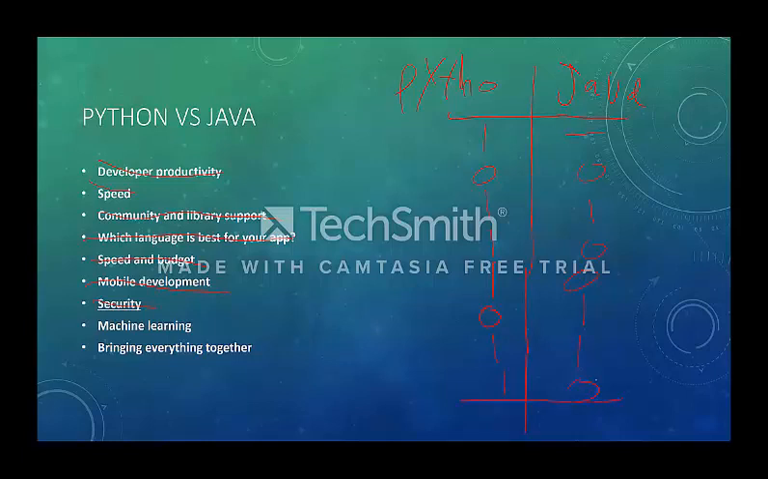So the tally for both of them, we can say 1, 2, 3, 4, 5, 6, 6 to 3. So Python wins. This is the end of my video project.